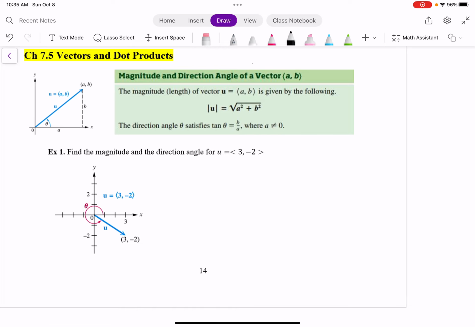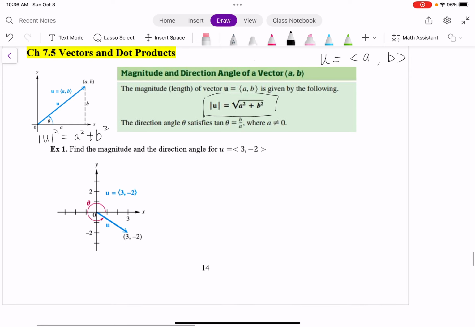And then in this right triangle, I have two sides. Can you find the hypotenuse? Yes, I know that the hypotenuse squared, or we say magnitude of u squared, equals a squared plus b squared. If a and b are given, I can use magnitude of u equals the square root of a squared plus b squared. And u can be written as u equals ⟨a, b⟩. We call this component form.